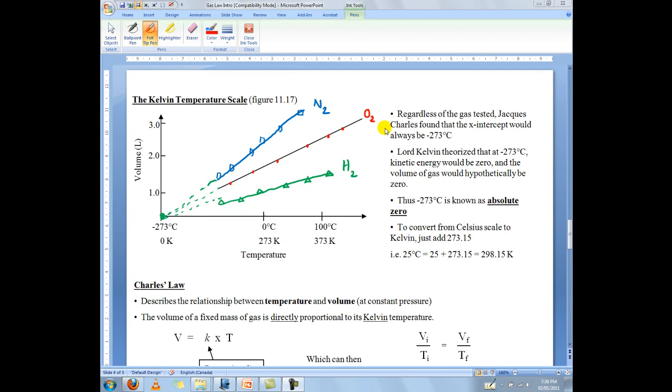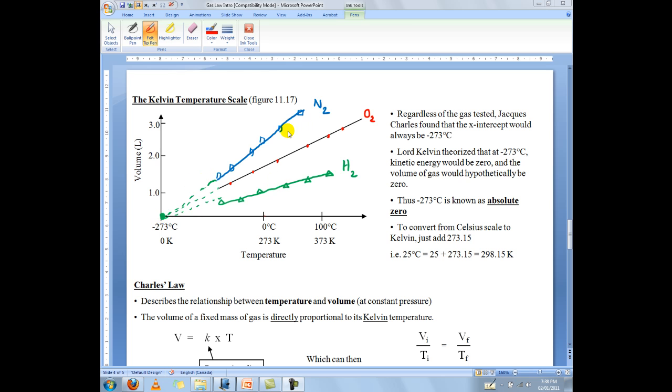This is a continuation of the gas law tutorial video clip. Just to recap, in the last video clip we looked at the Kelvin temperature scale, and we also looked at how Jacques Charles plotted different types of gases and their relationship between volume and temperature of the gas. And he found that they all seemed to extrapolate down to minus 273 degrees Celsius. It didn't matter what type of gas it was, they all seemed to extrapolate down to minus 273.